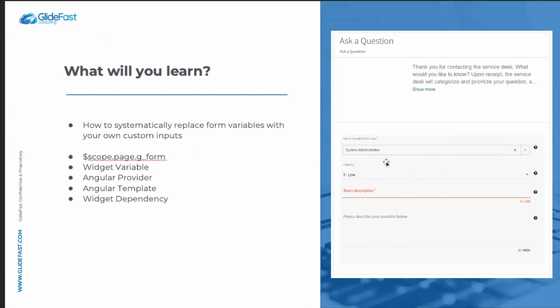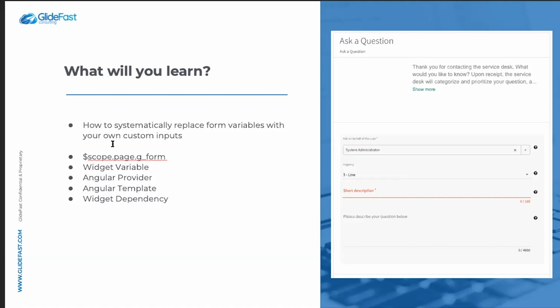Like I've done here, I've imported the ng material library, which is a third-party JavaScript library, and I've created reusable replacements for all of these fields that normally appear on the out-of-the-box ask a question record producer. So we're going to look at several components that it took to do this.